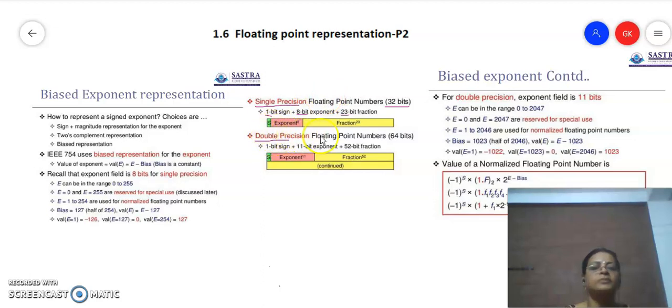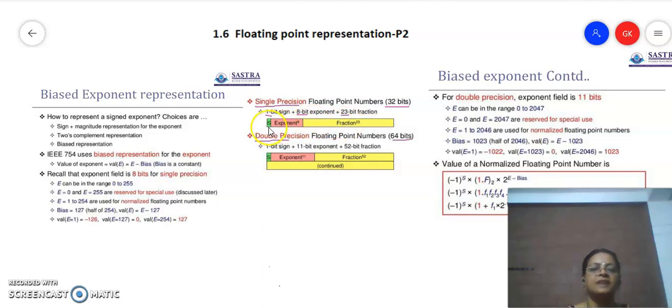Now coming to double precision floating point numbers, it occupies 64 bits in total, out of which, as usual, 1 bit is used for the sign bit and 11 bits for the exponent. 11 plus 1 is 12, and 64 minus 12, the remaining 52 bits, are reserved for the fraction. In general, in floating point representation we can adopt either single precision or double precision depending upon the requirement.